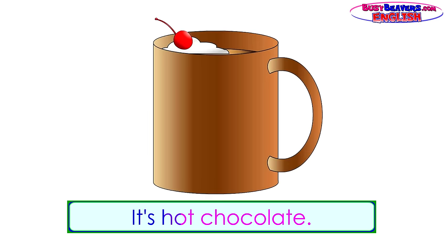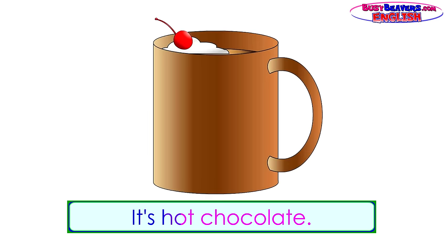Is Mr. Koala riding a skateboard? No, he isn't riding a skateboard. So, what is Mr. Koala doing? He's driving a car. Is Silly Monkey driving a car? No, he isn't driving a car. So, what is Silly Monkey doing?